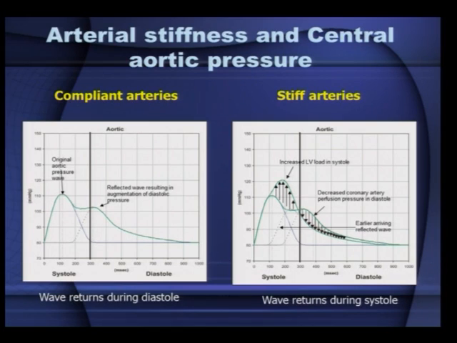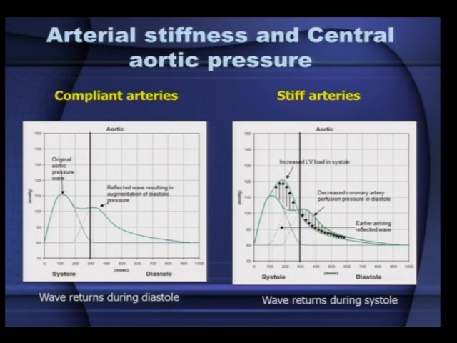In a compliant vessel, as you can see here, the reflected wave results in augmentation of the diastolic pressure. As a result of that, you actually enhance filling of the coronary arteries, which takes place only in the diastolic phase. So arterial stiffness and central aortic pressures are two important variables. And you can understand that only by understanding the way the waves come in and go.